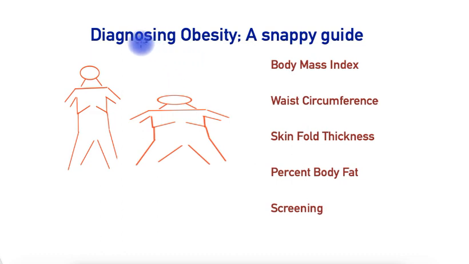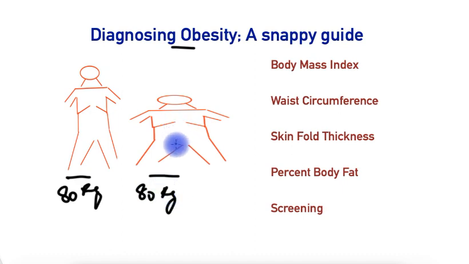The purpose of this video is to help understand obesity in clinical objective terms. If you look at these two cartoons, there's a tall, lean person who may have a weight of around 80 kilograms versus a shorter person who may have more fat having the same weight. Hence, weight alone is not a good marker of obesity.